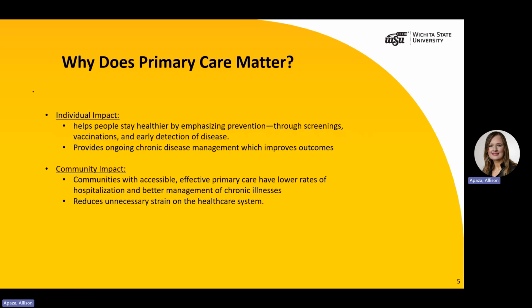At a broader level, strong primary care systems strengthen population health. Communities with accessible, effective primary care have lower rates of hospitalization and better management of chronic illness like diabetes or heart disease. And as we step back from there, we can see that the role of primary care becomes even clearer. Primary care is essential to controlling healthcare costs, improving health outcomes, and advancing public health. The contribution to the healthcare system really cannot be overstated. It's essential for building sustainable and effective healthcare in the US.